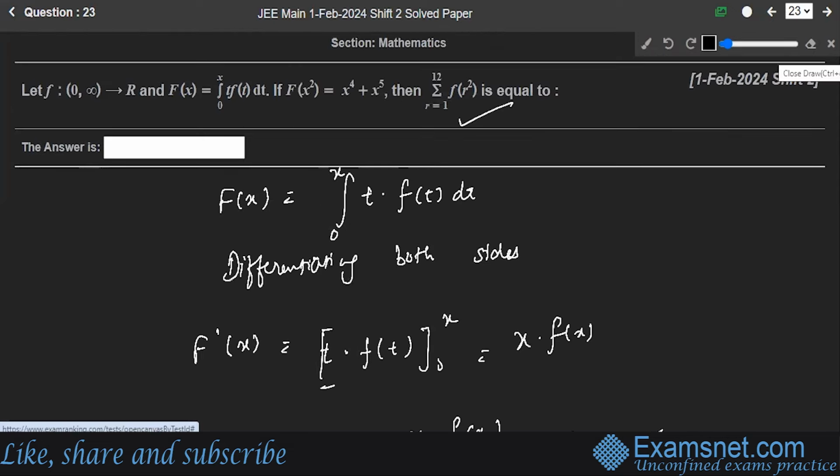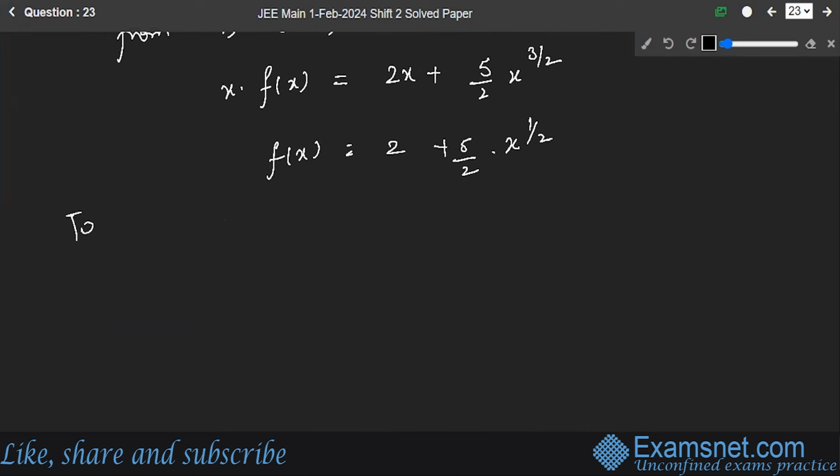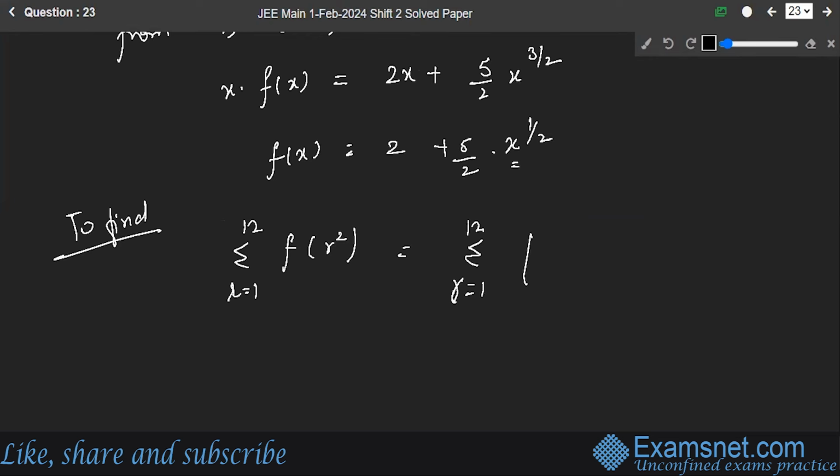I have to find out the summation r is equal to 1 till 12 of f(r square). This will be given by summation r is equal to 1 till 12, and this was here, let's replace x by r. This will be 2 plus 5 by 2, r power 1 by 2, and here it was r square power 1 by 2. So this will be cancelled and you will have summation r is equal to 1 till 12 of 2 plus 5 by 2 into r.